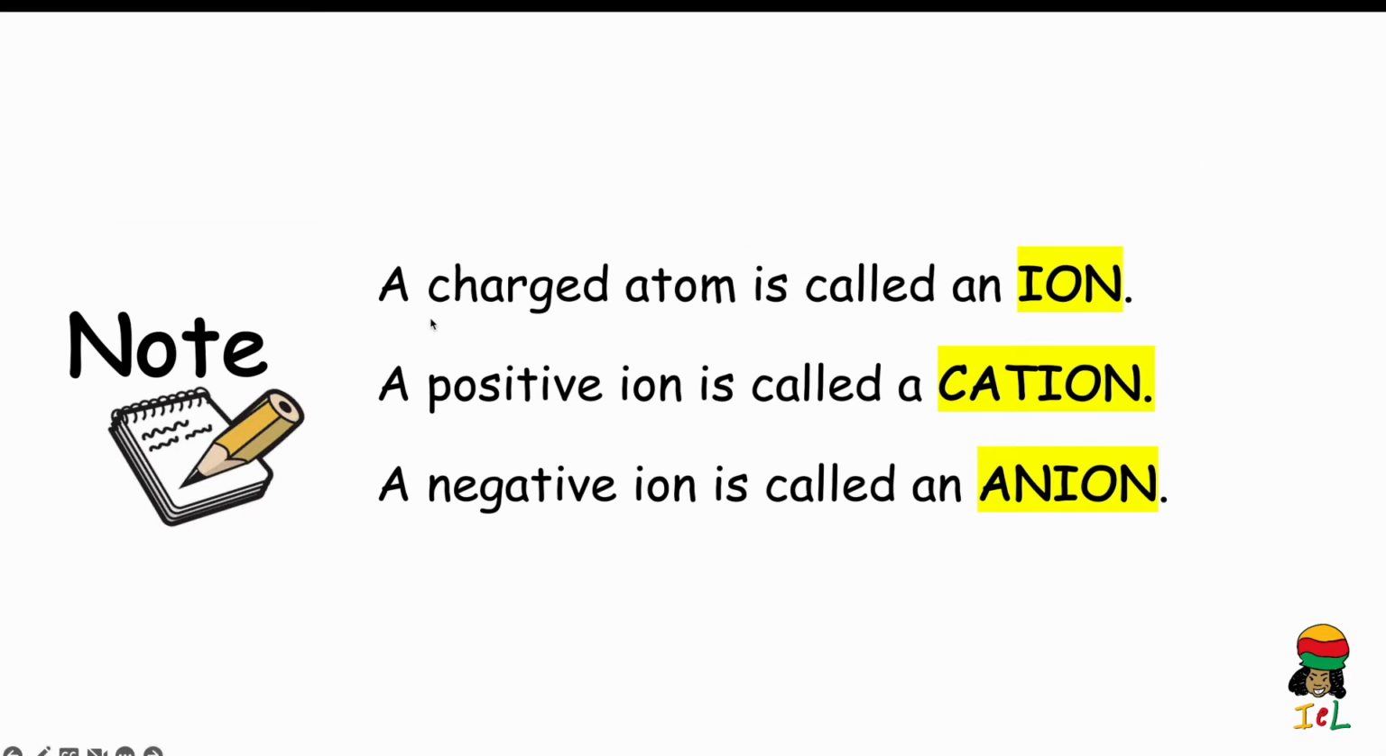An atom that has a charge, whether that is a positive or a negative charge, is called an ion, I-O-N. However, there are specific names for positively and negatively charged ions. A positively charged ion is called a cation, and a negatively charged ion is called an anion.